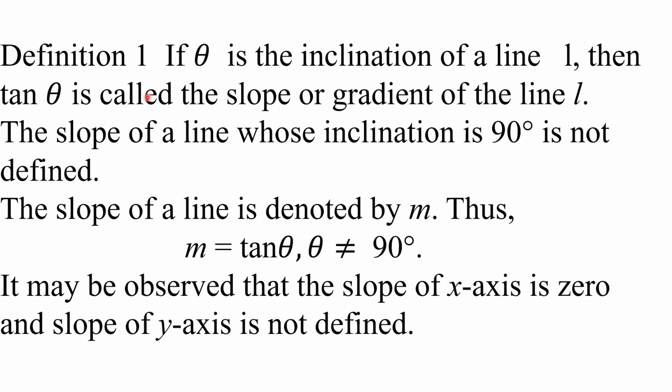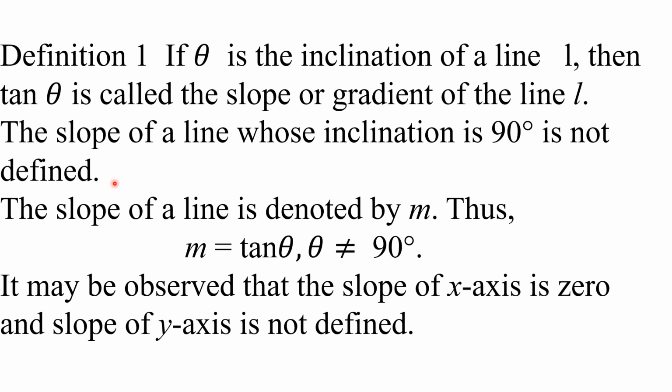So in the previous slide we have discussed what is meant by inclination of a line. Okay, so if theta is the inclination of a line, then tan theta is called slope or gradient of the line. Slope of a line or gradient of a line is nothing but tan theta. The slope of a line whose inclination is 90 degrees is not defined, because tan 90 degrees is undefined. Yes or no, my children?